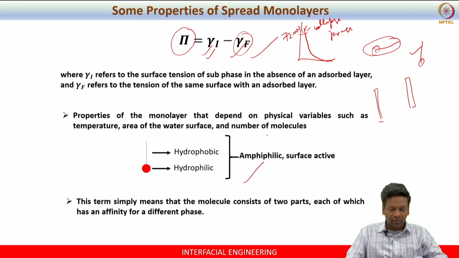So usually you will have to employ an amphiphilic component, a surface active component. It will have both hydrophobic and hydrophilic parts. Okay, and there are some physical variables, such as temperature, that affect the process. So your process is affected by the temperature, the area of the water surface, and the number of molecules, that is, the concentration of the solute that you spread across at the interface.